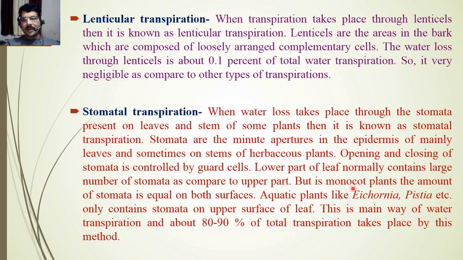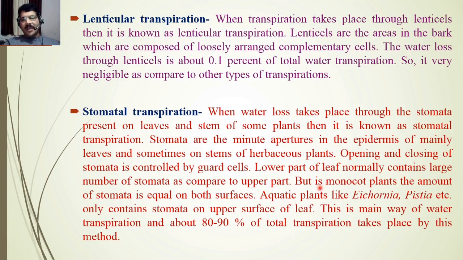But in monocot plants, the amount of stomata is equal on both sides. If you see a monocot plant, they contain an equal number of stomata on both surfaces, that is, the lower and upper surface.